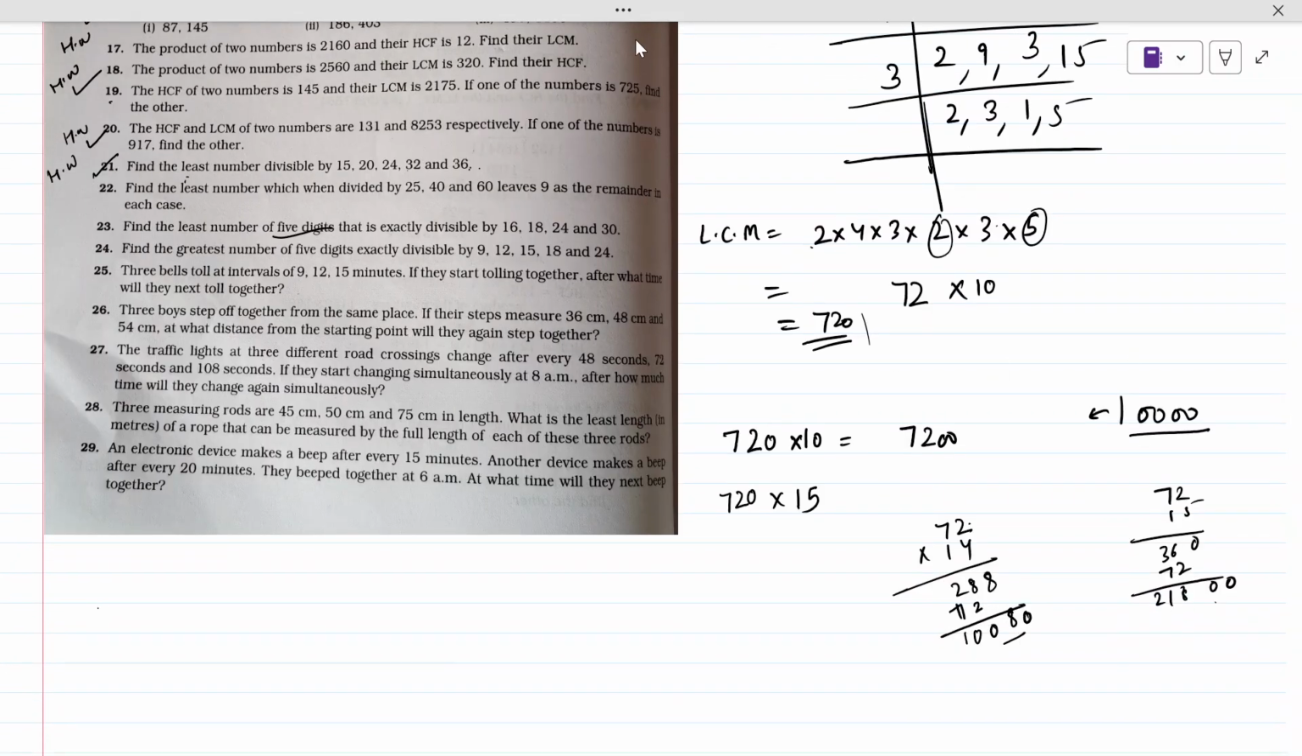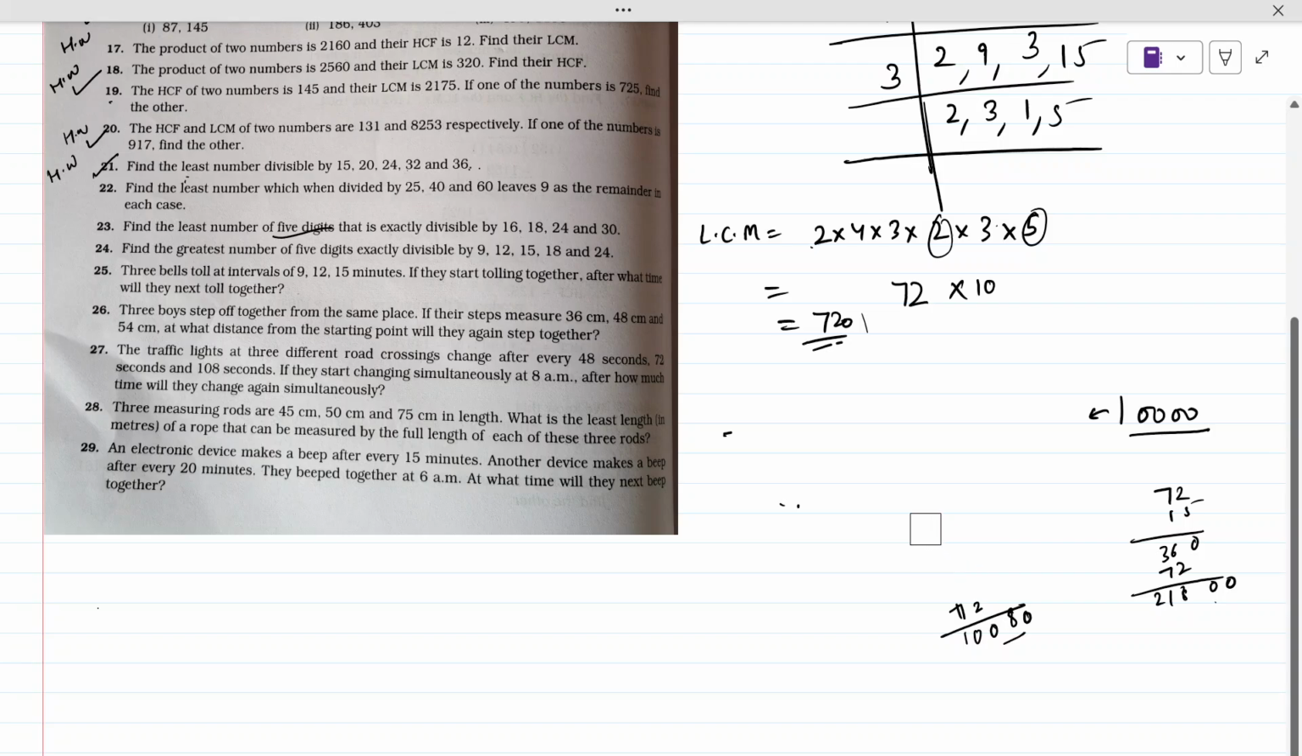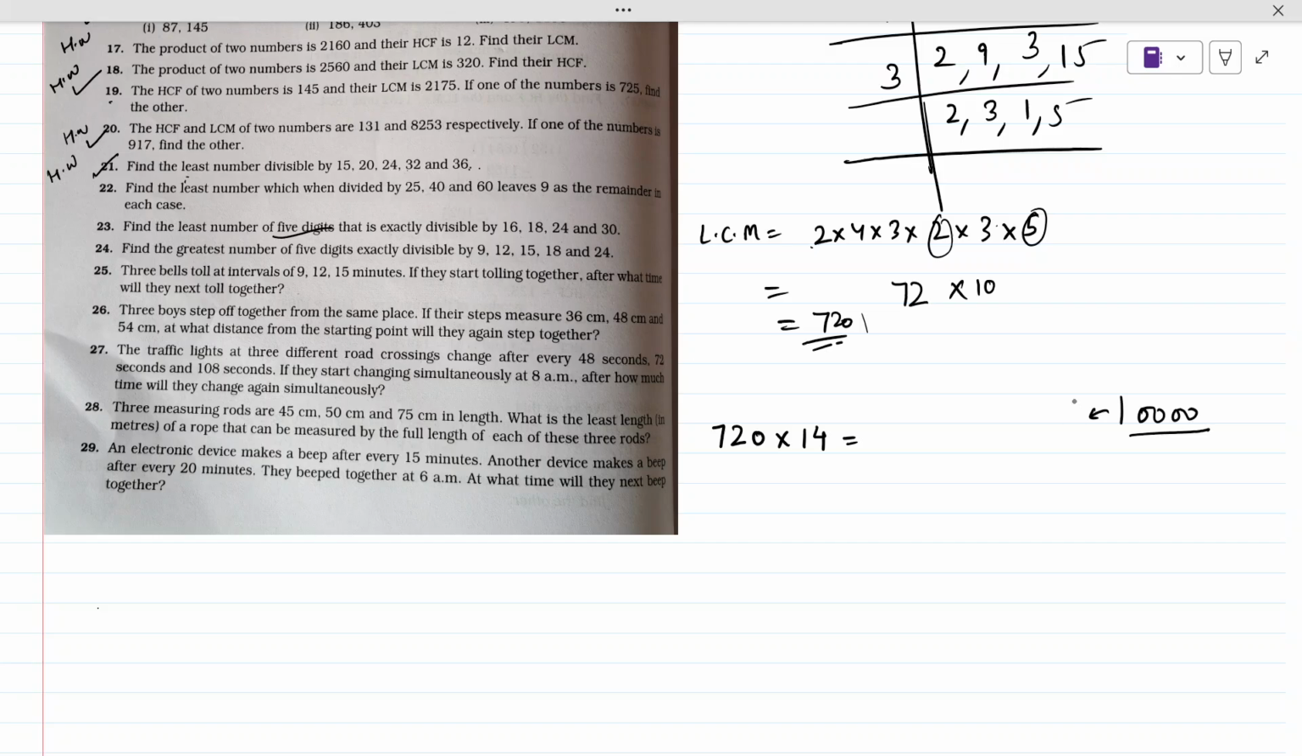I hope you have understood what we have done. We know that 720 multiplied with 10 gives us 7200, which is in the 4-digit series. So for the 5-digit series, we multiplied 720 into 14 to get the number which is in the 5-digit series and also the lowest. So that number is 10080, which we are looking for.